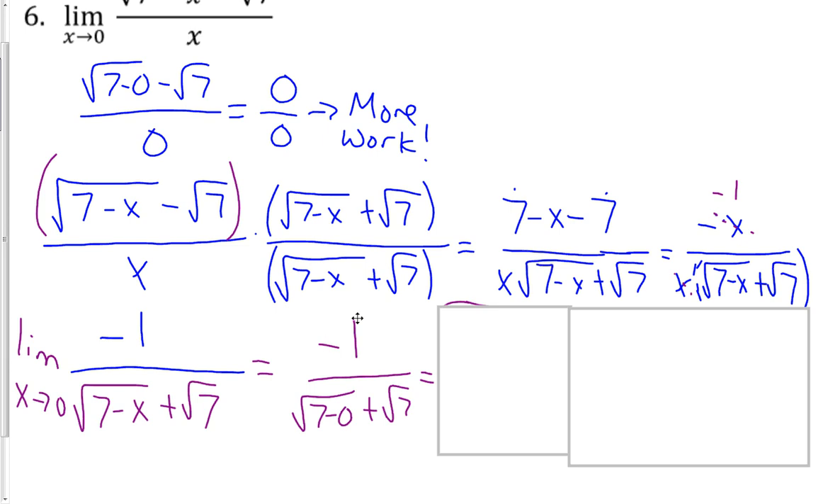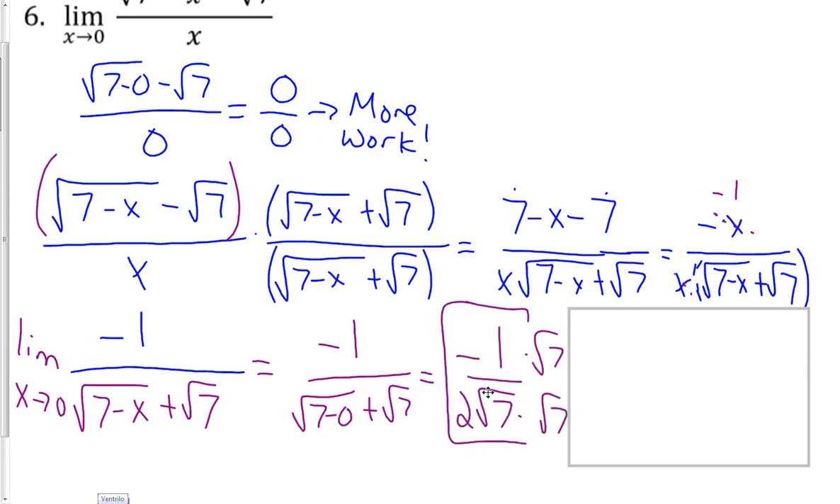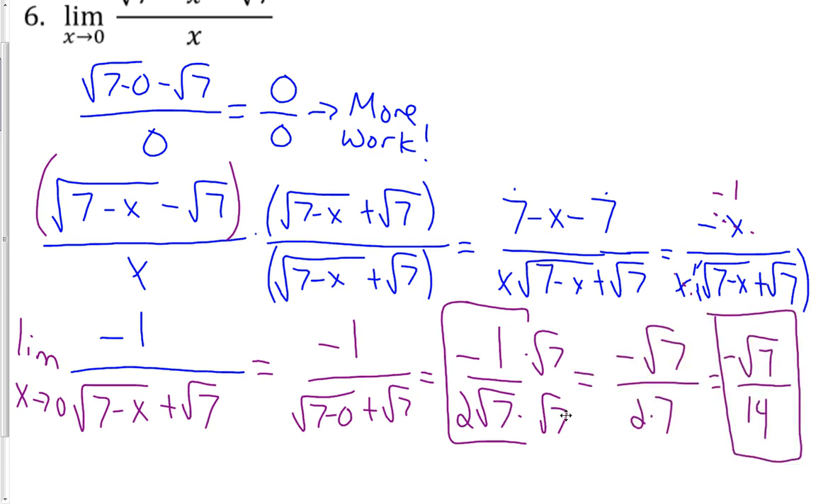This is why I have to make sure this goes on top and bottom. It's typically what's left over. And then plugging in, negative 1 over square root of 7 minus 0 plus square root of 7, I get negative 1 over 2 root 7. This is when we rationalize. Square root of 7 not nice. Multiplying by square root of 7 top and bottom, we get negative square root of 7 over 2 times 7, which is negative root 7 over 14.